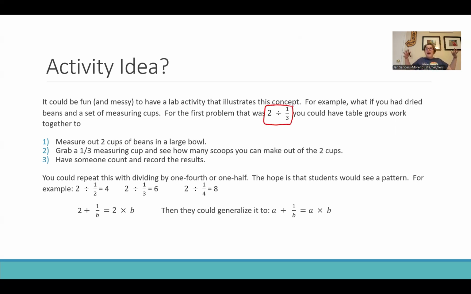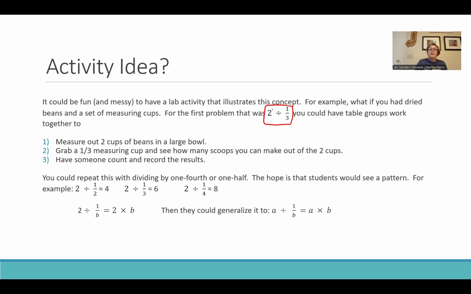So I imagine having a table group, and you say, okay, we're going to have 2 cups. So I need one of you to measure out 2 cups. Let's say dried beans. Someone measures out 2 cups and puts it in a bowl. Okay, so that's person number 1.